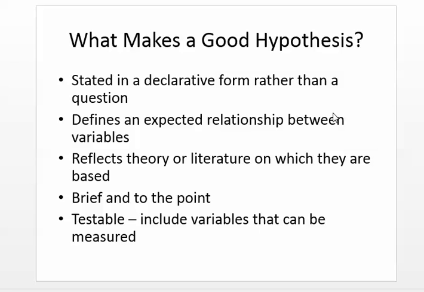Okay, now also it should define an expected relationship between variables. Okay, so in the last hypothesis I gave you, where there's a relationship between gender and salary, that's not a particularly interesting hypothesis because it doesn't state the direction I think the result will be in. So I actually think that men will make more money than women. Okay, that's a better hypothesis because I've stated the actual direction.